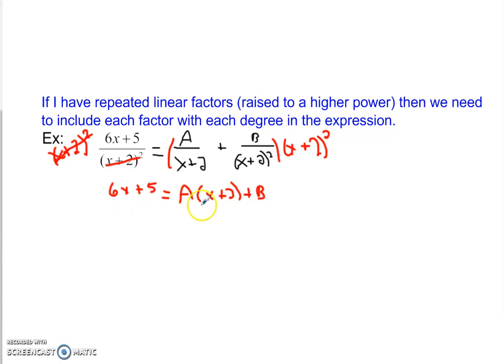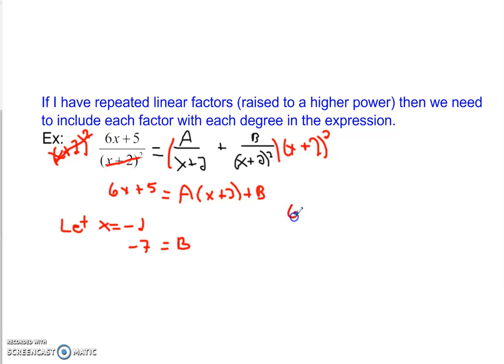Now, what am I going to choose for an x? Well, I hope it's obvious to you that you're going to pick x equals -2. And when I do that, the left side becomes -12 plus 5, which is -7, is equal to, this goes to 0, and I just get B. So that's pretty nice. I already know that B is -7. I don't have to work any harder. And now I can take that value and substitute it back in and see what I get.